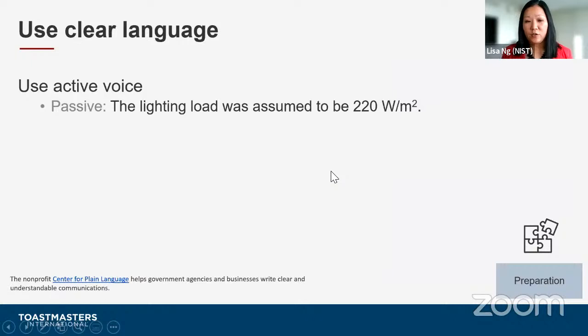Here's a tip on how to plan for your next speech, how to verbally communicate it, even how to put it clearly on the screen. So the first tip is to use active language. Here I've written a sentence in passive language: the lighting load was assumed to be 220 watts per meter squared. On a piece of paper, in your mind, or in the chat, I would like you to make this sentence an active sentence. So instead of something was assumed, flip it around so that it's not passive voice.